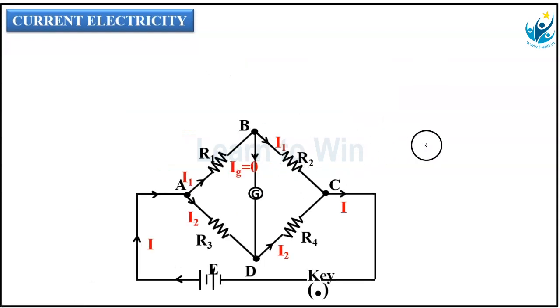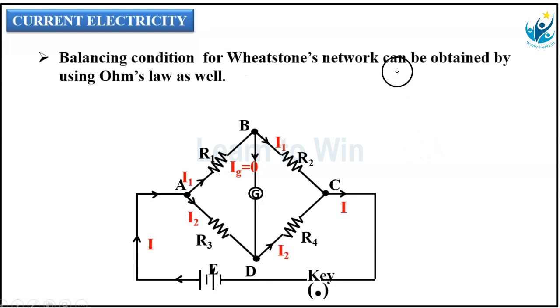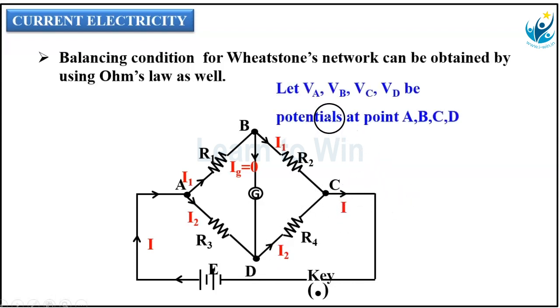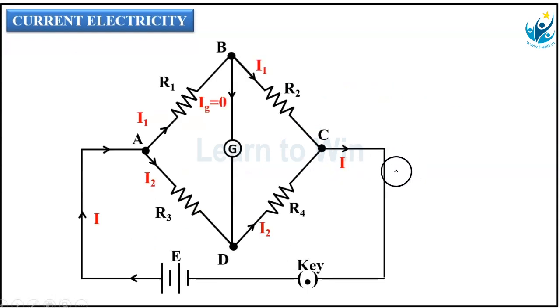This balancing condition of Wheatstone's bridge can also be obtained by using Ohm's law. Why? Because we take the potential difference between any two points as the product of current and resistance, V equal to IR. Also, the potentials at points A, B, C, D are taken as VA, VB, VC and VD. This is the circuit of the Wheatstone's bridge.